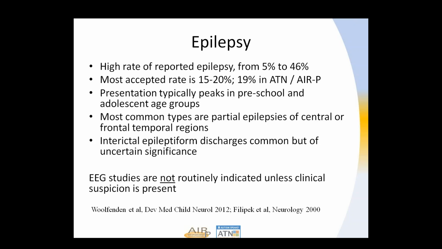In addition, at this time, EEG studies are not routinely indicated unless there's some clinical suspicion that there is a possible seizure disorder present. If the family is reporting that the child has episodes of frequently falling down or losing consciousness or having staring spells or other unusual involuntary movements. But we don't routinely get EEG studies on individuals with autism unless there's something clinically suspicious.